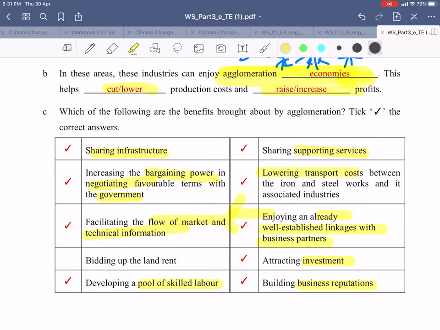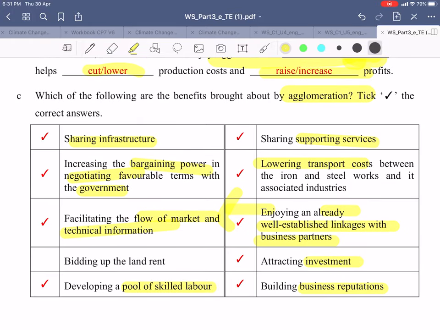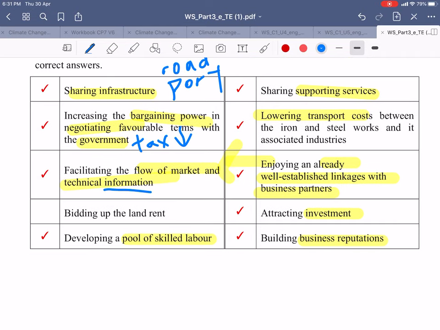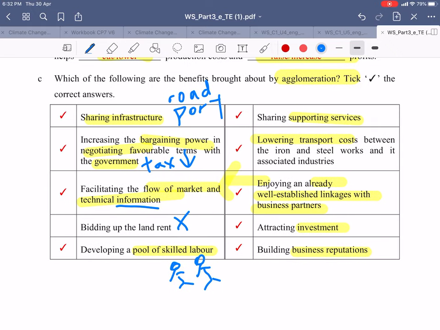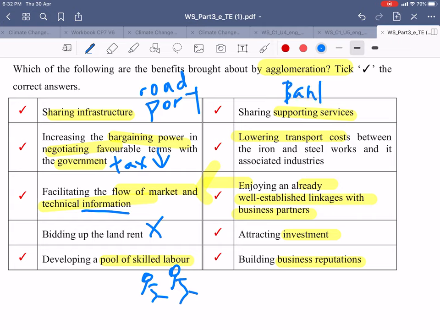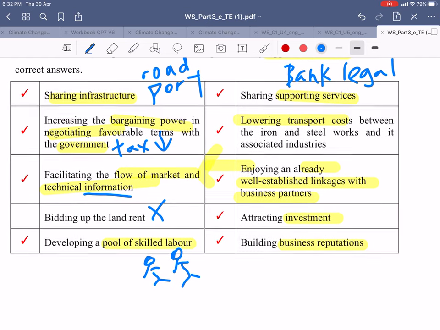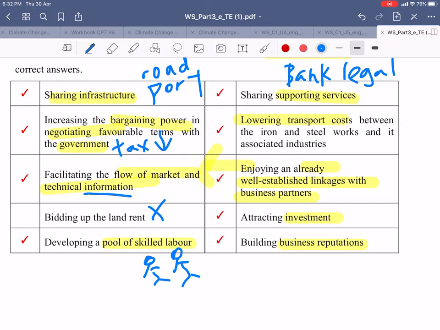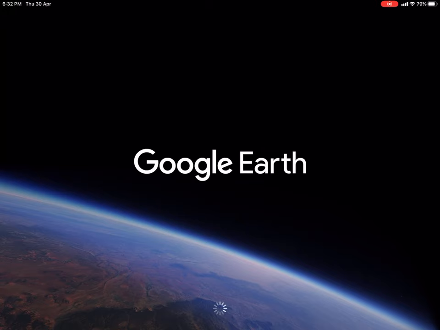So what kind of economies can be obtained by agglomeration economies? There are several, okay? First of all, the infrastructure can be shared. For example, the road, for example, the port. Increased bargaining power in negotiating favorable terms from the government. For example, we can ask for tax reductions, some kind of this, okay? The information can be shared better, okay? Bidding up land rent is not an advantage, right? And also a pool of labor, okay? Good labor can be established because a good reputation can be built up here, okay? Supporting services, for example, banks, legal services. Lowering transport costs between the iron and steel works and its associated industries. Just like here.